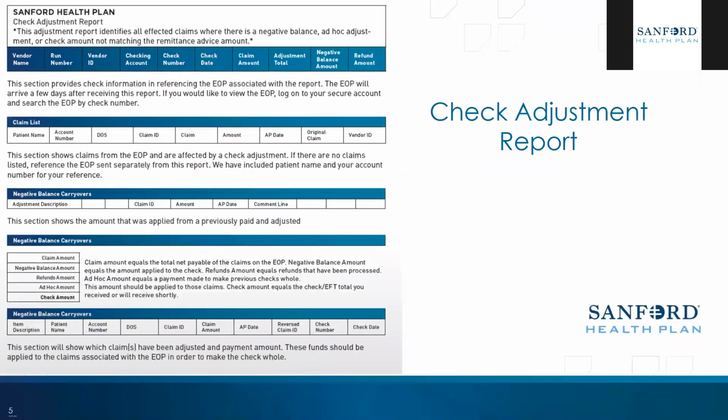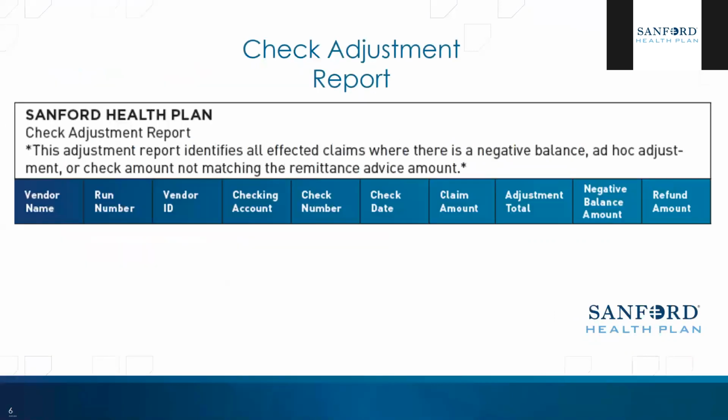The image on this slide provides an overview of each section of the report and is available on sanfordhealthplan.org within our provider manual. To help you better understand this report, I will be providing an overview of each section. This section displays check information referencing the EOP associated with the report. The EOP will arrive a few days after receiving this report. If you would like to view the EOP, you can log on to your secure account on our provider portal and search by check number or claim number.